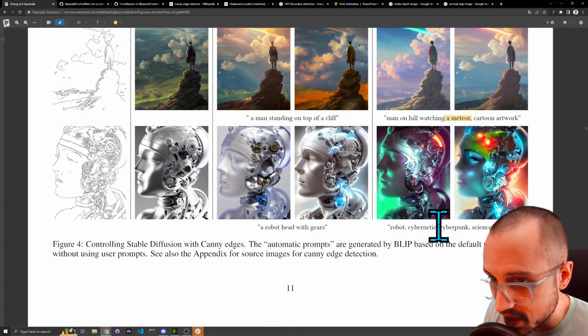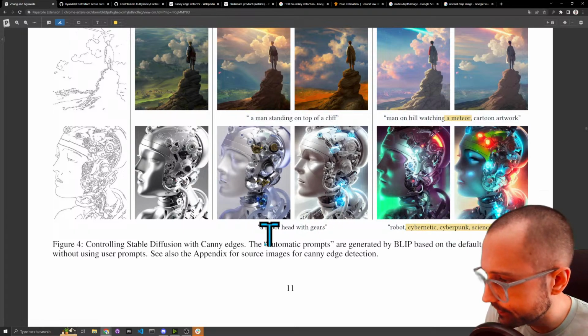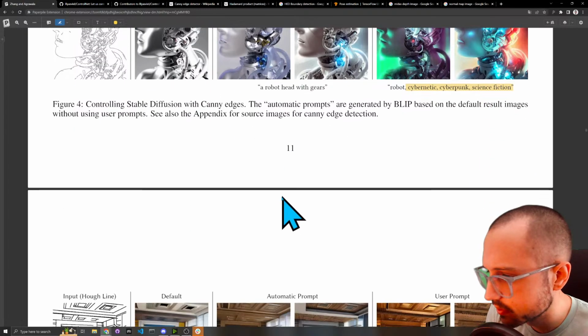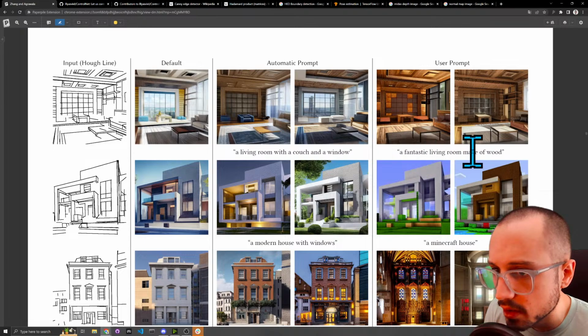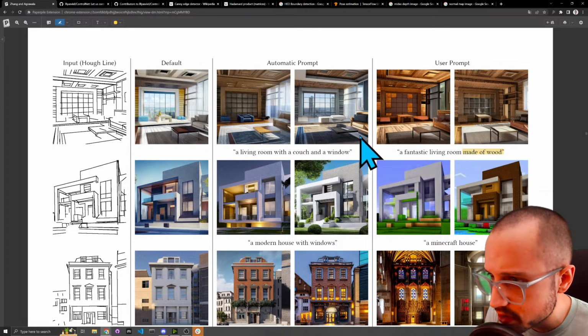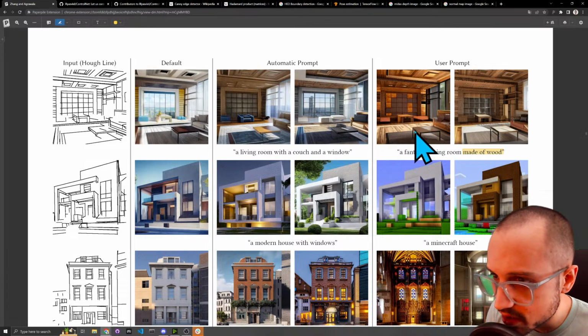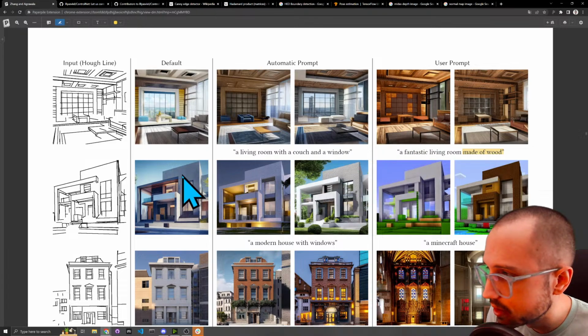Robot heads with gear, and then adding cybernetic cyberpunk, and it adds these cool colors. Made of wood, change wood texture. There's still some mistakes here. You see around the edges here, it's a little weird and wonky.